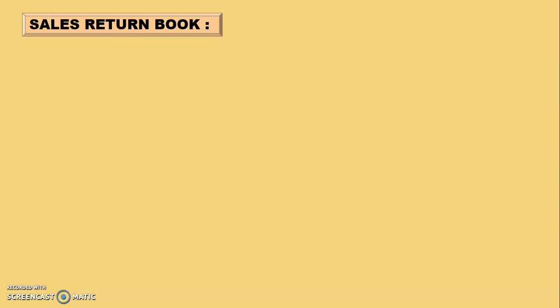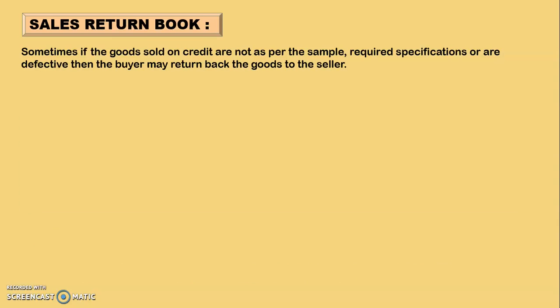Then we move on to the sales return book. Sometimes the goods which we have sold to a customer may not be according to their specification or as per the sample, or maybe they may be defective. Then the buyer may return back the goods. Such goods are recorded in the sales return book.